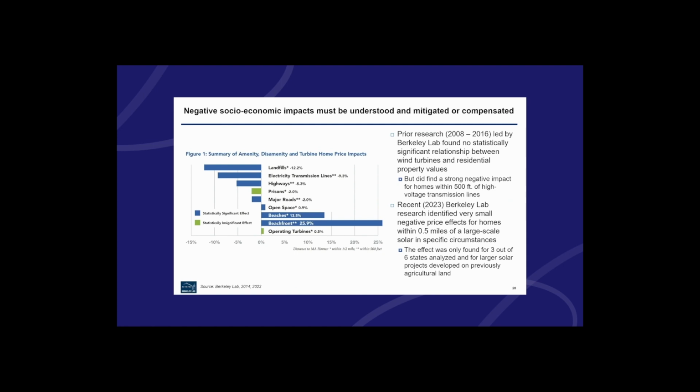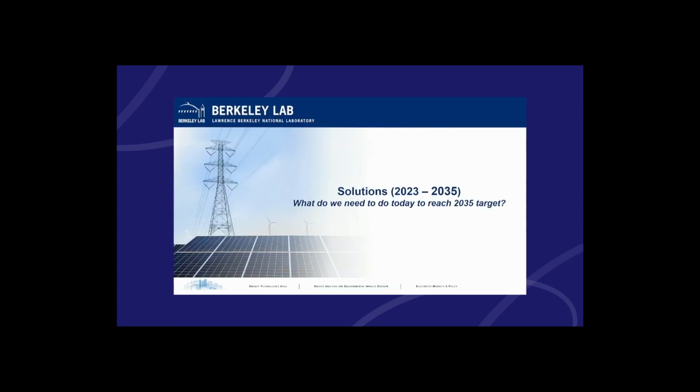Okay, we'll get there. So there are, like I said, negative socioeconomic impacts that we need to understand or compensate. Our team at Berkeley Lab has done a lot of research on this. Previously, we found no statistically significant relationship between wind turbines and residential property values, but we did find an impact with living within 500 feet of electricity transmission lines.